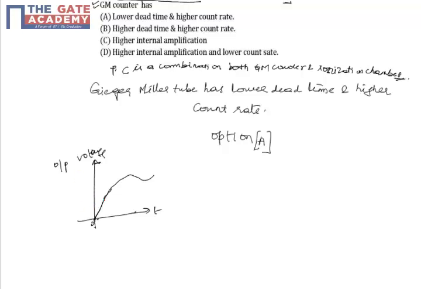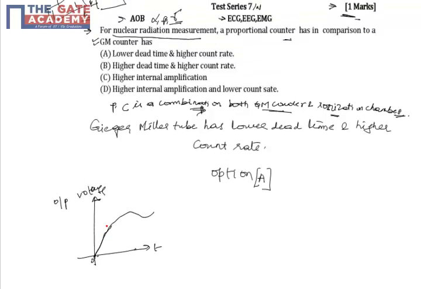It is very fast because it uses a hybrid technique, which is nothing but a combination of both the GM counter and an ionization chamber. So it is very fast. It has zero dead time and a relatively high count rate. The higher count rate implies you can measure a small ionization which is happening inside the tube.